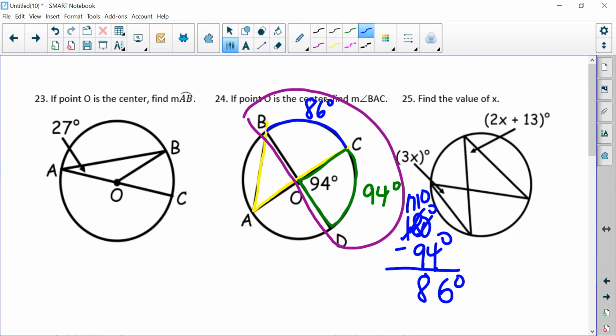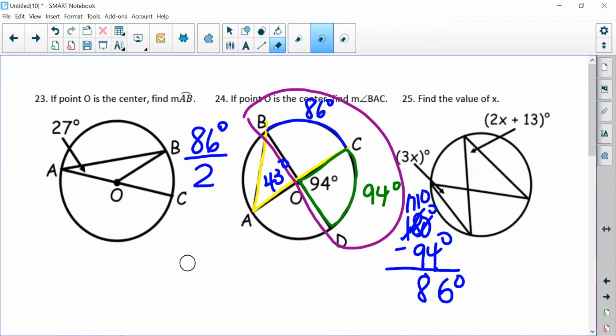But remember, our question did not ask us to find the measure of arc BC. It asked us to find the measure of angle BAC. Since this is an inscribed angle, our definition for inscribed angle says to take the measure of its intercepted arc and divide it by 2. 86 divided by 2 is 43. So the measure of inscribed angle BAC, or just angle A, is 43 degrees.